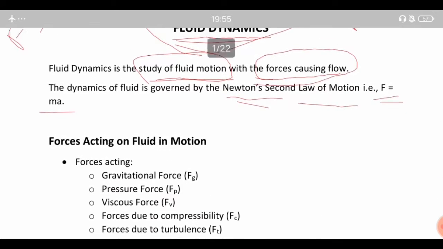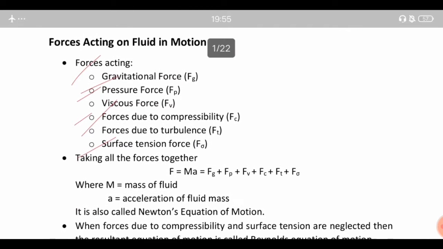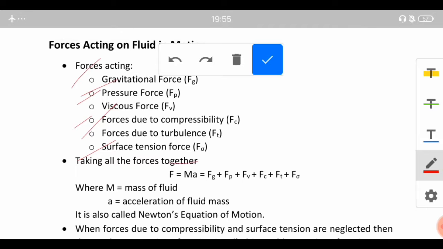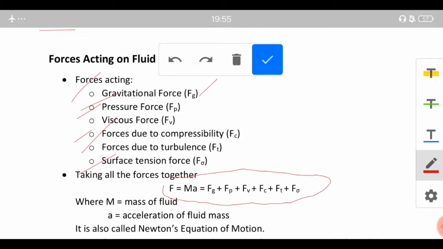So the forces which act on the fluid motion are the gravitational force, the pressure force, the viscous force, forces due to compressibility, forces due to turbulence and surface tension force. So taking all the forces together, that is F is equal to ma. I have also denoted every force: gravitational force is denoted as Fg, pressure force is denoted by Fp, viscous force is denoted by Fv, forces due to compressibility Fc, forces due to turbulence Ft, and surface tension force is F sigma.